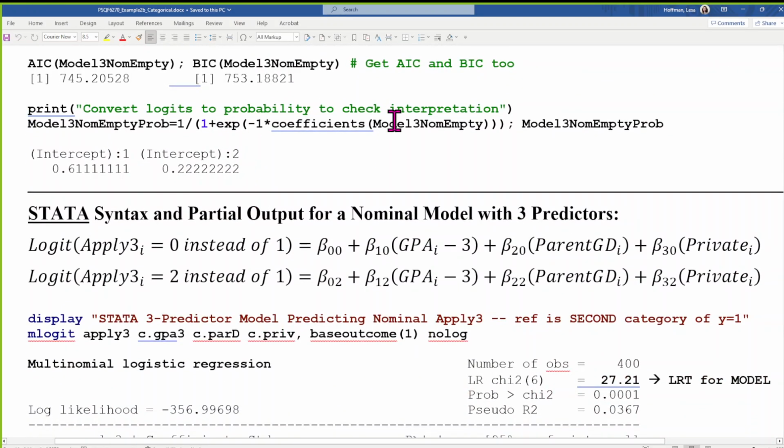I inverse linked those two logits to figure out the probabilities, and indeed they match. So the 0.61, 0.22. I'll say that again. The first submodel is telling me that 61% of the 90% who answered 0 or 1 answered a 0. The second submodel is telling me that of the 45% who answered 1 or 2, 22% of them answered 2 instead of 1. There we go. Okay, with me so far?